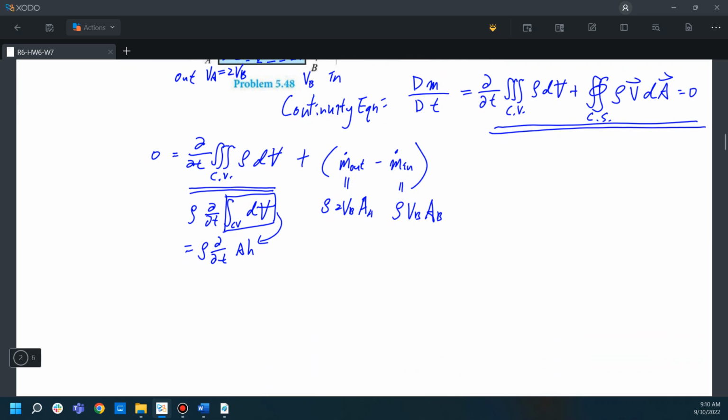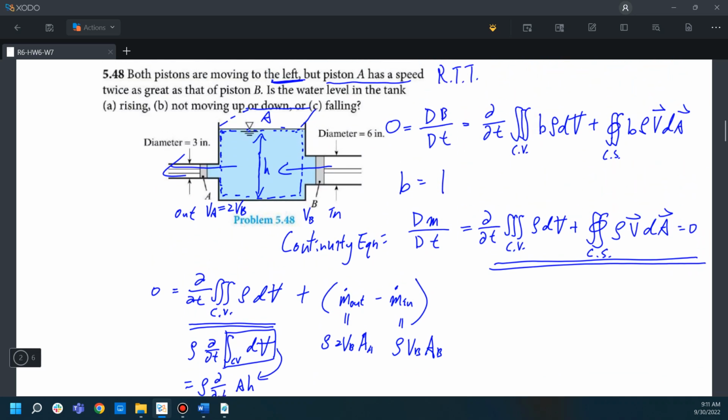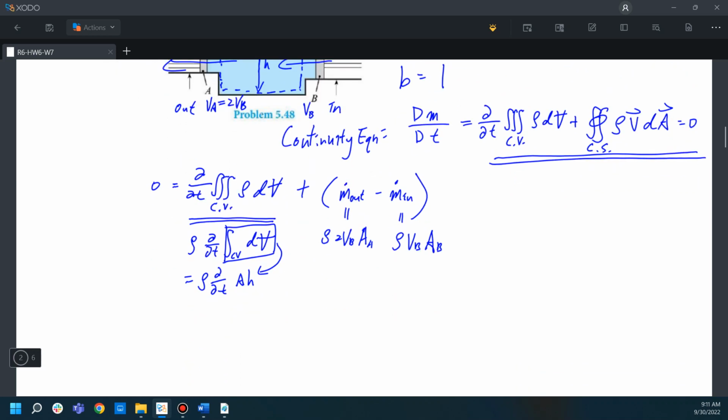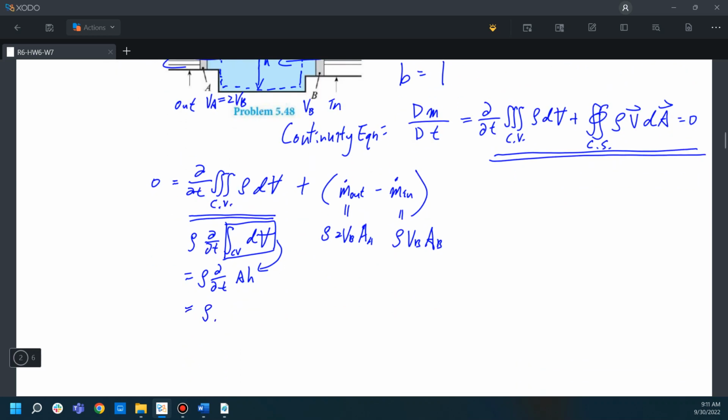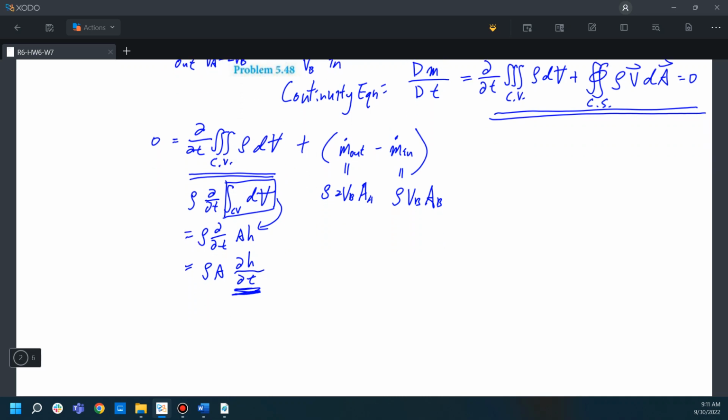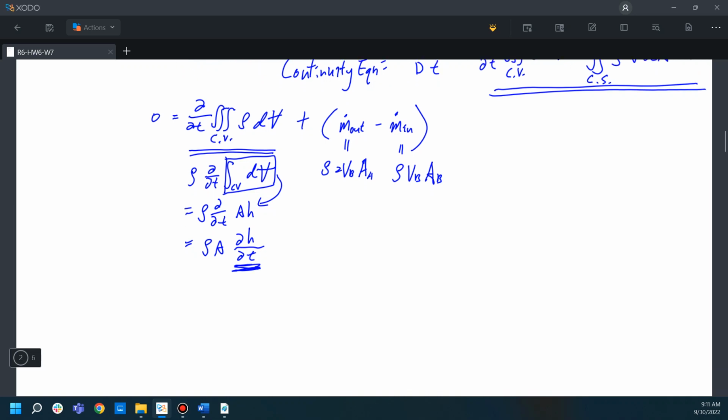Okay, so this part is equal to this. And we know that only the height will change in this control volume. The area will be constant, so we can again move this area out of this derivative. So the rest of the part will just be the changing rate of the height. And that is exactly the variable that we want to solve for. So now we have rewritten all those terms in this continuity equation.